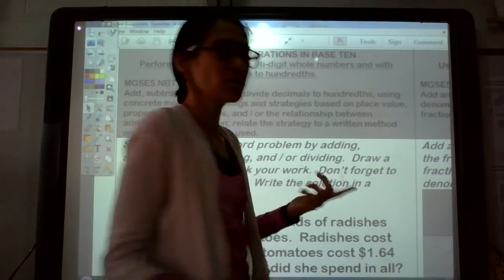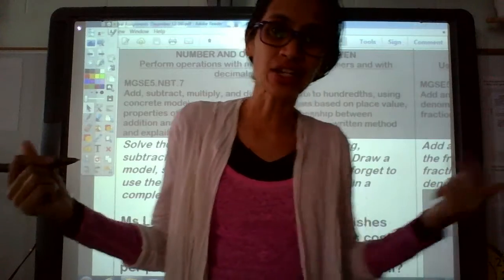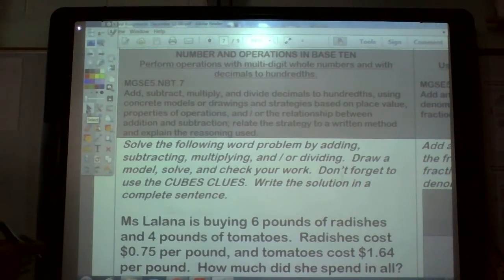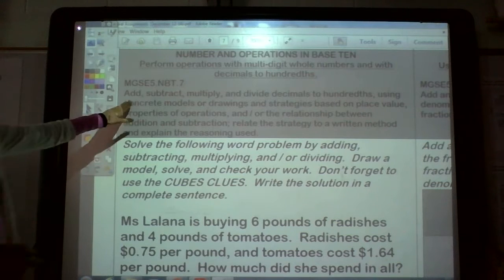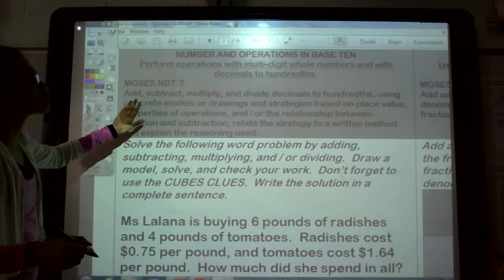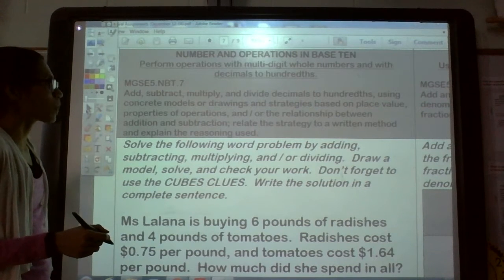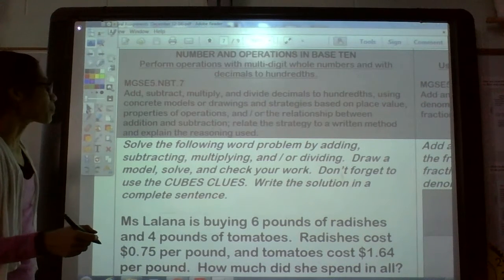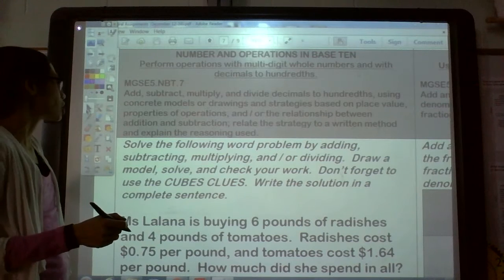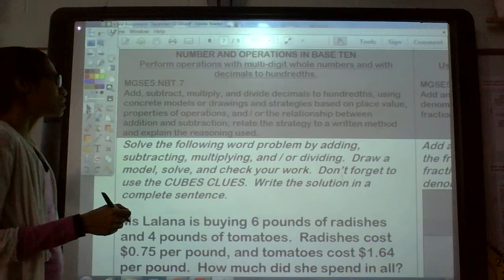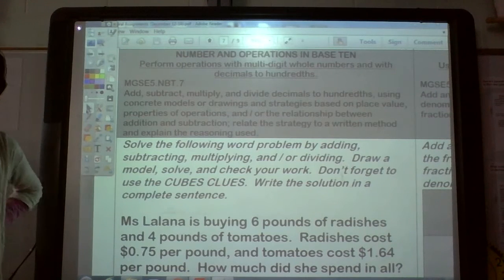All right, let's begin by reading the standard. Read it with me. It says, numbering operations in base 10, perform operations with multi-digit whole numbers and with decimals to hundreds. Add, subtract, multiply, and divide decimals to hundreds using concrete models or drawings and strategies based on place value, properties of operations, and or the relationship between addition and subtraction. Relate the strategy to a written method and explain the reasoning used.